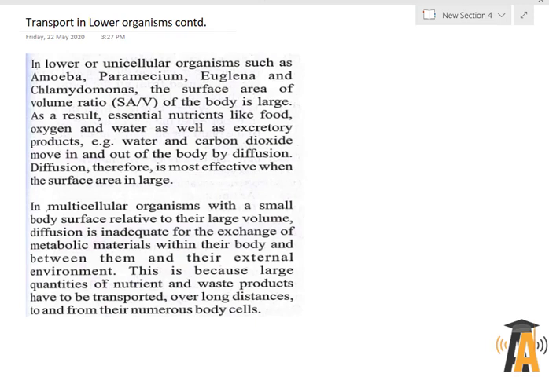Now diffusion becomes inadequate. So why is diffusion inadequate? Because large quantities of nutrients and waste products have to be transported over long distances. So diffusion becomes inadequate because the organism becomes larger and the surface area to volume ratio becomes smaller. To understand it, you can refer back to the previous slide where we had our table to explain that.